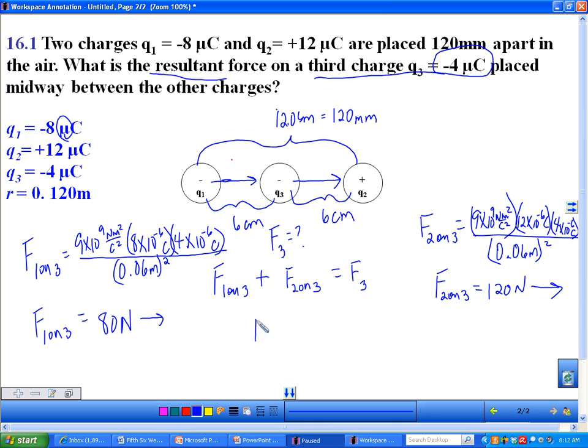So the net force on 3 is going to be 80 newtons to the right, 120 newtons to the right, so I can simply add those and get 200 newtons for the magnitude, and the direction would be to the right.